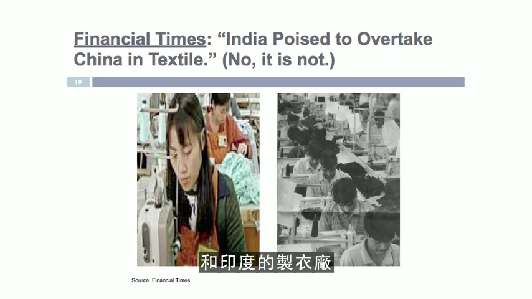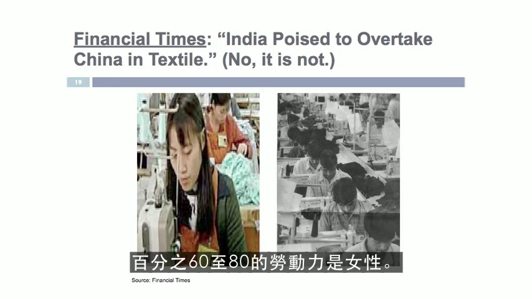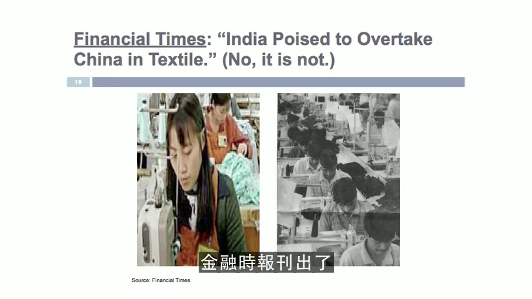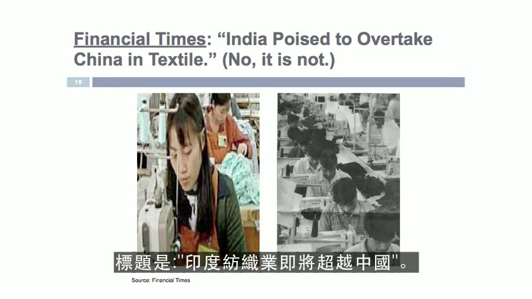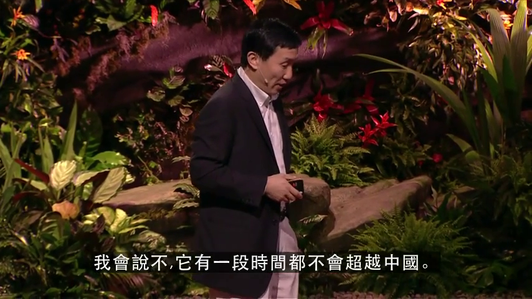These are the two pictures taken of garment factories in Guangdong province and garment factories in India. In China, it's all women. 60 to 80% of the workforce in China is women in coastal part of the country, whereas in India, it's all men. Financial Times printed this picture of Indian textile factory with the title, "India Poised to Overtake China in Textile." By looking at these two pictures, I say, no, it won't overtake China for a while.